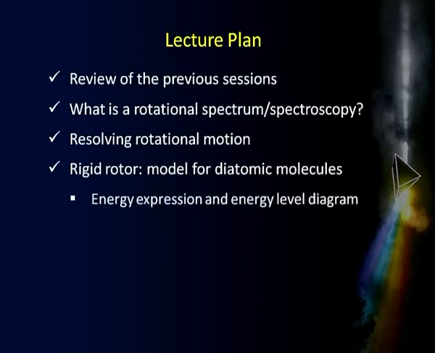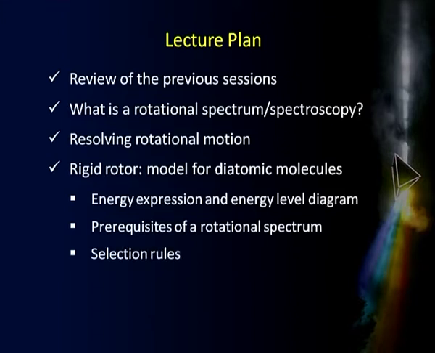In this context, we will come down to the kind of energy expression we get there, the corresponding energy level diagram, and then the prerequisite for any rotational spectrum to be observed. What is the requirement for a molecule to be able to give a rotational spectrum, and then we will learn about the selection rules. We have talked about selection rules earlier also, you will recall, and then we will talk about the spectrum. How does a rotational spectrum look like? What does it mean? And then towards the end, we will try to sum up what we have done in today's session.